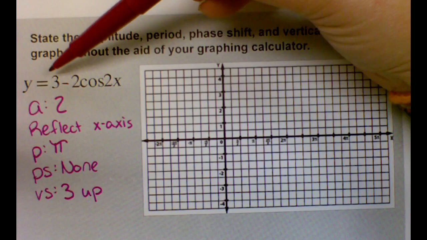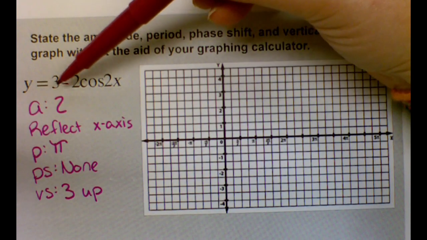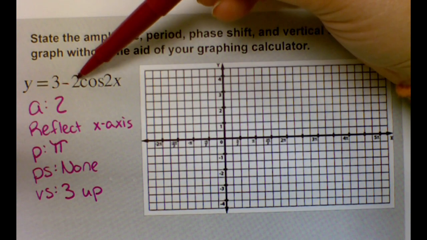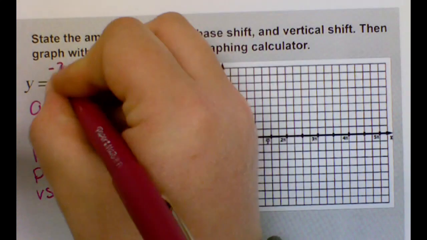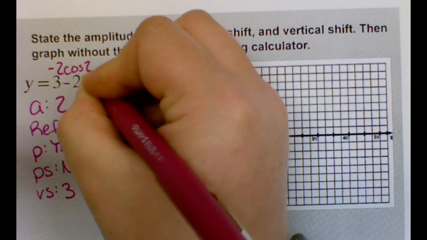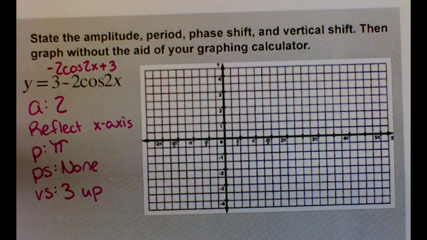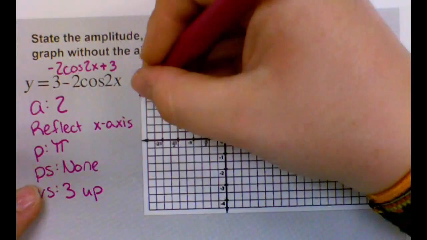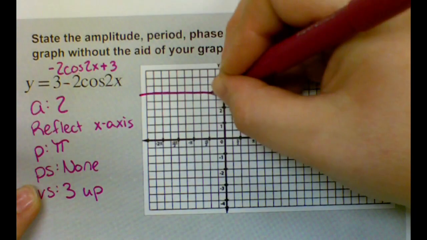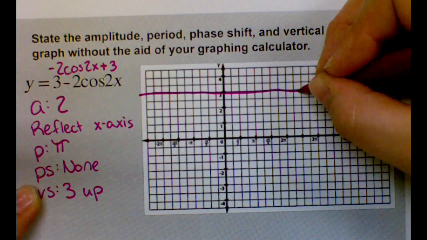Notice that with the vertical shift in the front, the minus stays with the 2, because I could have rewritten this as negative 2 cosine of 2x plus 3. All right? So I like to start with my vertical shift. I shifted 3 up. So I draw myself a solid line for my vertical shift.